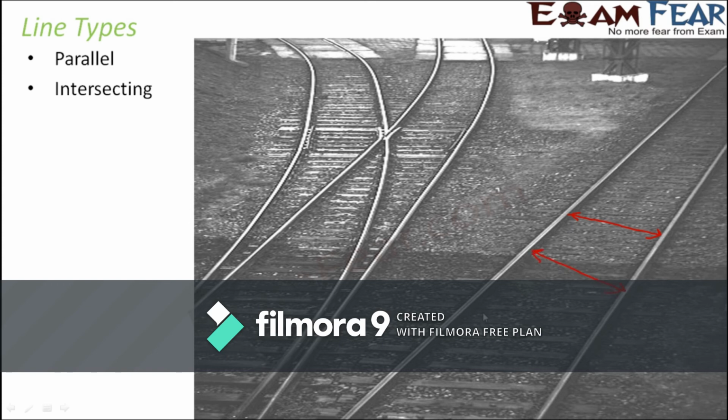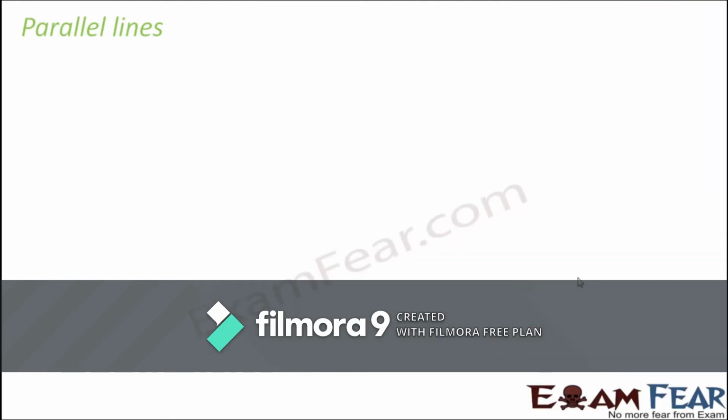So these types of lines would be called parallel lines. Whereas at certain places you will see that one line crosses over another line at a particular point. So these types of lines would be called the intersecting lines. So the railway track is one such example where you get to see intersecting lines as well as parallel lines at the same place. Now we are going to talk about these two types of lines in more detail. So let's start with parallel lines.